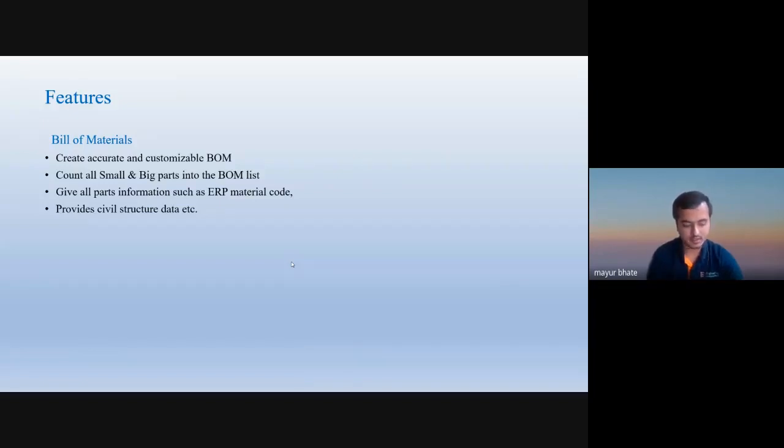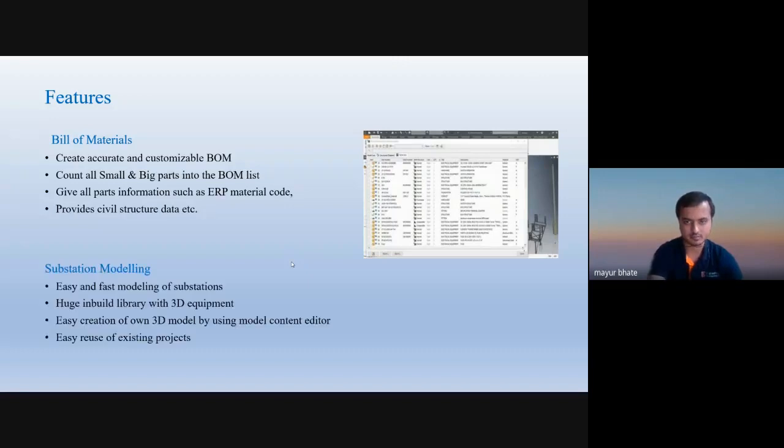So the software creates an accurate and customizable bill of material. It counts every small and big part into the bill of material. It also provides all the information of the part used, such as the ERP material code or the SAP number. Plus, it provides civil structure data as well. As you can see on the image, this is an example of the bill of material developed in this software, and it is developed completely automatically. Once you start doing the design in 3D, the bill of material will be automatically generated.